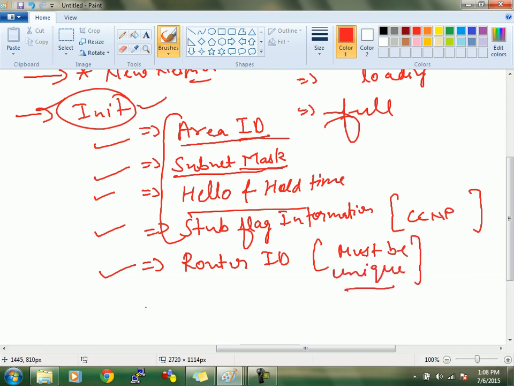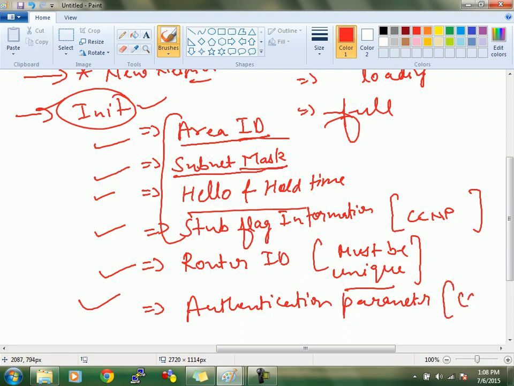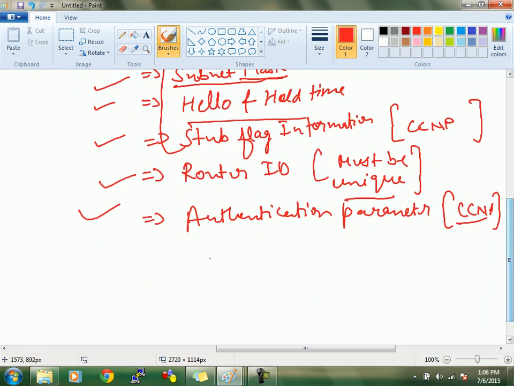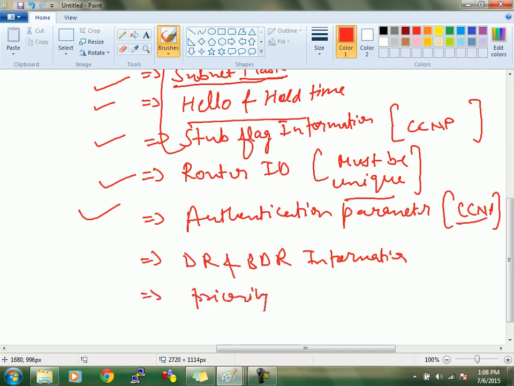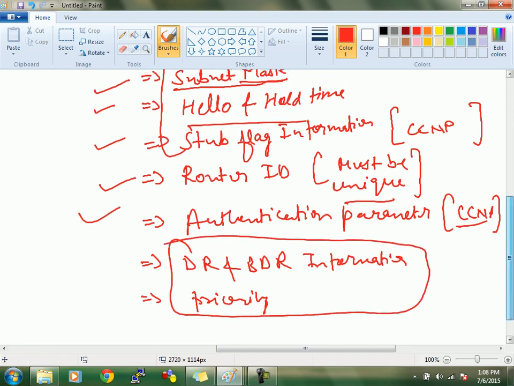Router ID must be unique. Two routers with same router ID will never become neighbors. Remember this thing. Next thing, authentication. We will discuss these two things also, but later on, not now.